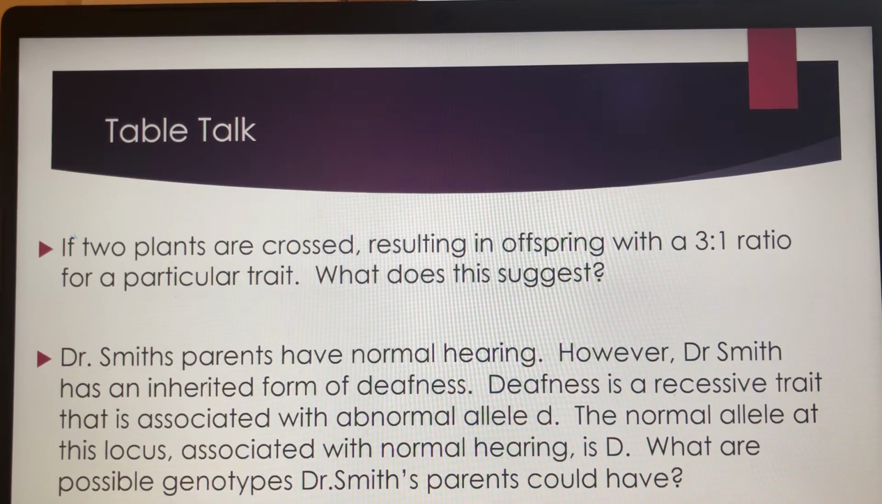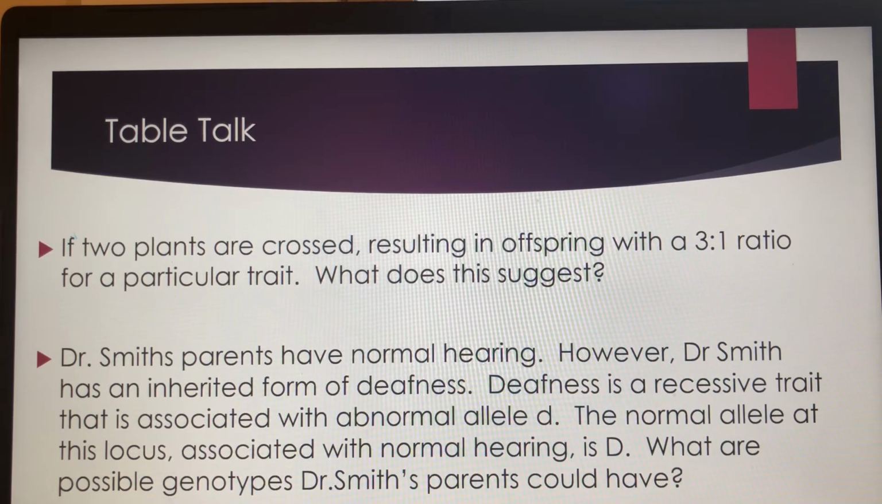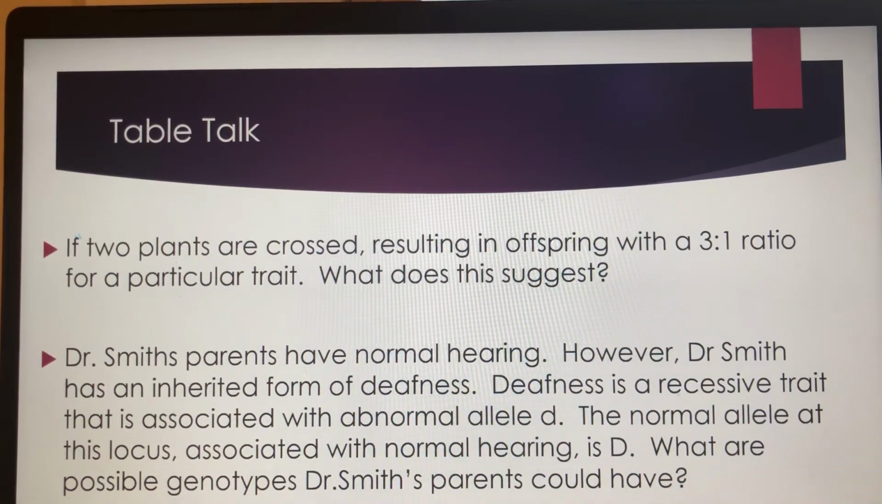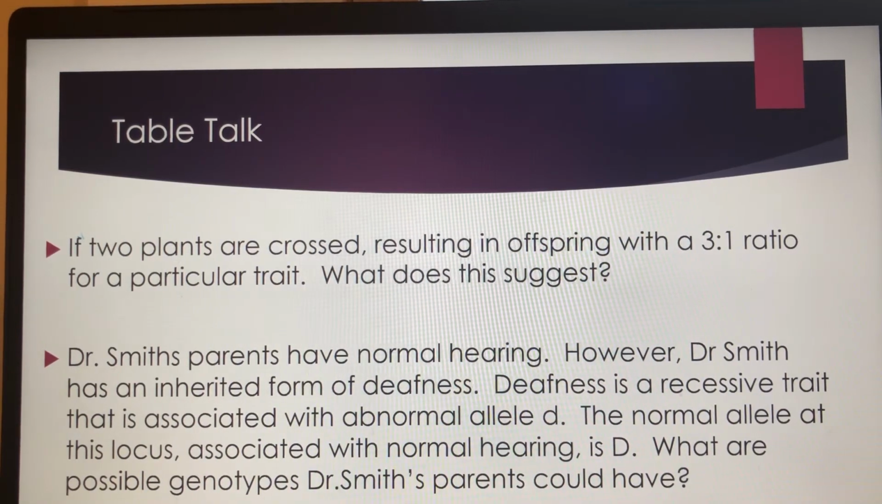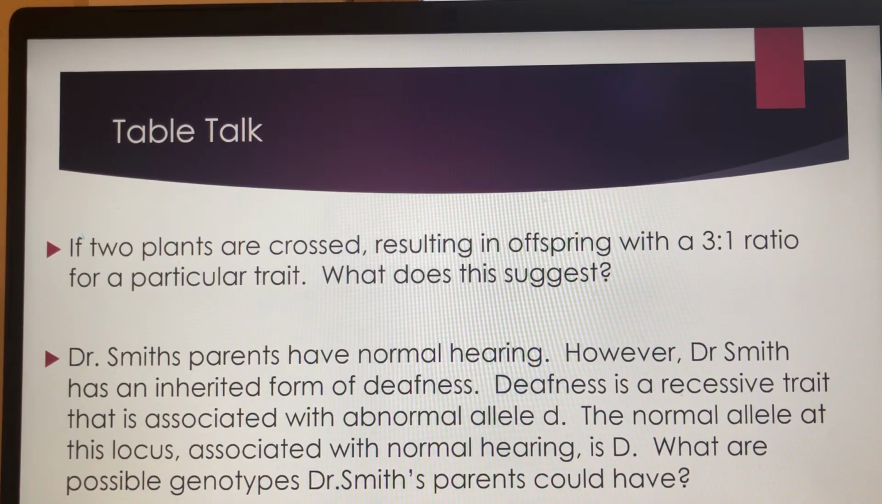Okay? Now here's another question that is worded in that weird test format way. Dr. Smith's parents have normal hearing. However, Dr. Smith has an inherited form of deafness. Deafness is a recessive trait that is associated with the abnormal allele, little d, right? The normal allele at this locus associated with normal hearing would be capital D, or dominant, okay? What are the possible genotypes that Dr. Smith's parents could have?